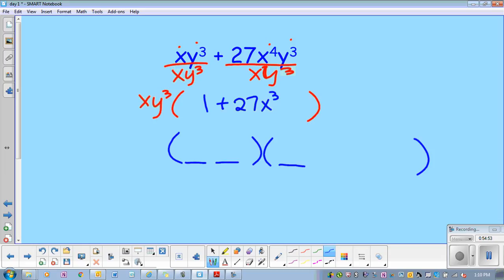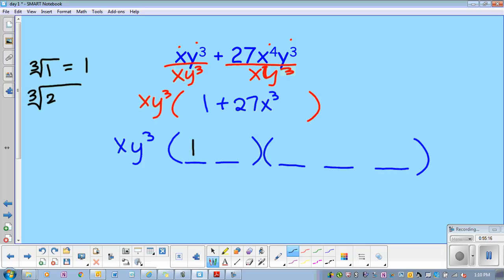1, 2, 1, 2, 3. I'm going to bring down the XY cubed because that's just the GCF. It's not going to affect anything, right, if I bring it down early. What is the cube root of 1? 1. What is the cube root of 27x cubed? 3x. Yep. So there you go. These are your two terms that go inside that binomial parentheses, right?